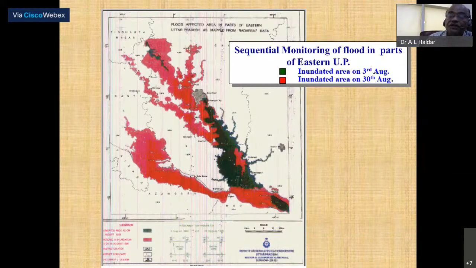This was the sequential monitoring. You see the green color, that was inundation. And the red color was on the 38th. You see from 3rd August to 38th August, how much property and how many crops were damaged, how much loss was there.